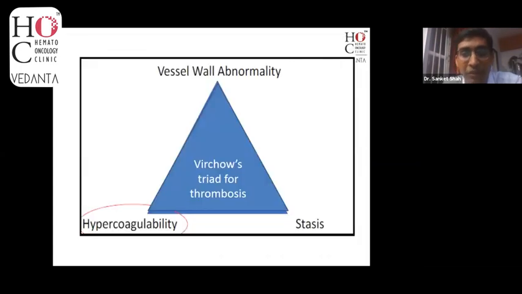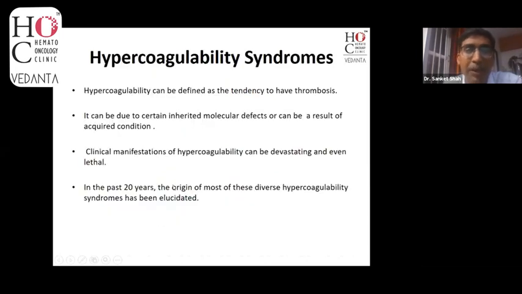When we are talking about thrombus formation, we have to understand Virchow's triad. The first is vessel wall abnormality. There is venous stasis or blood stasis, and last is hypercoagulability, which we are going to talk about today. Hypercoagulability can be defined as a tendency to have thrombosis. It can be due to inherited molecular defects or as a result of certain acquired conditions. It can be asymptomatic or it can be devastating and even lethal.